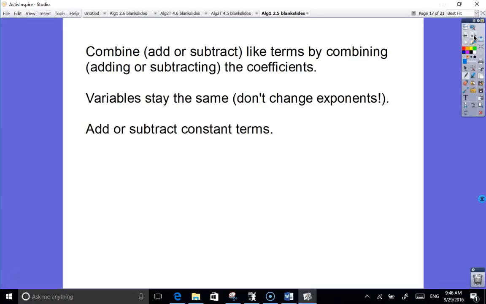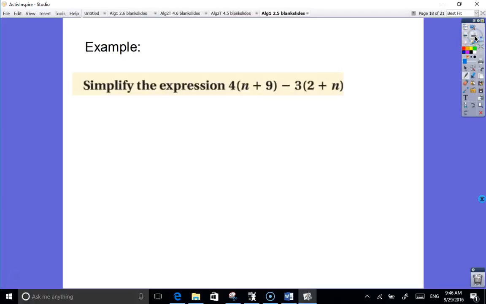Okay, so you combine like terms by combining, meaning adding or subtracting, the coefficients. The variables stay the same. So if you add 2 x terms, you get an x term. It doesn't become an x squared term. When you add terms, you don't change the variable.